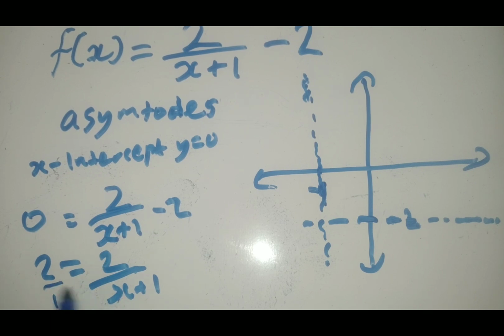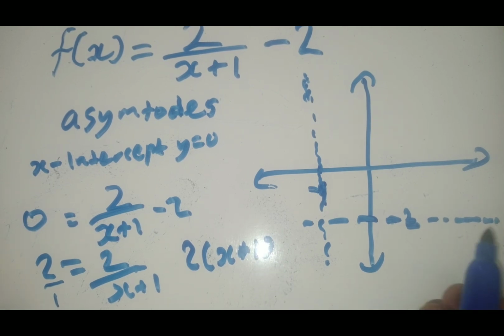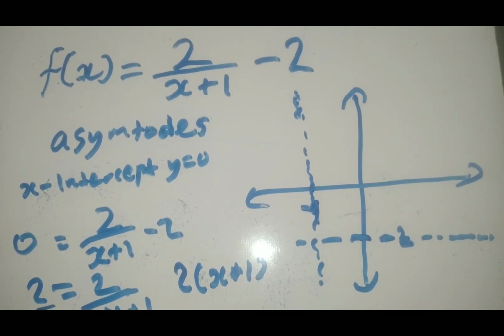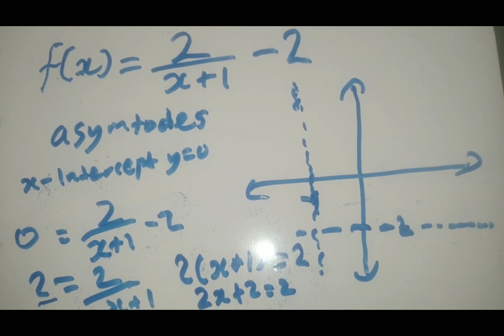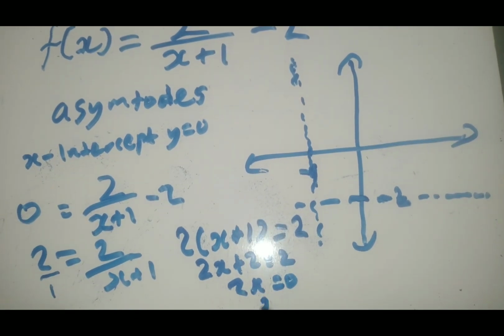So when you multiply this, it's going to become 2 times x plus 1. Notice it's 2 multiplied by this whole x plus 1, so that's why it has to be in brackets. And then we're going to have 1 times 2, which is 2, so equals 2. When we distribute, we're going to have 2x plus 2 equals 2. When we take this to the other side, it's going to be 0. And then it means 2x is equal to 0, therefore x is equal to 0.